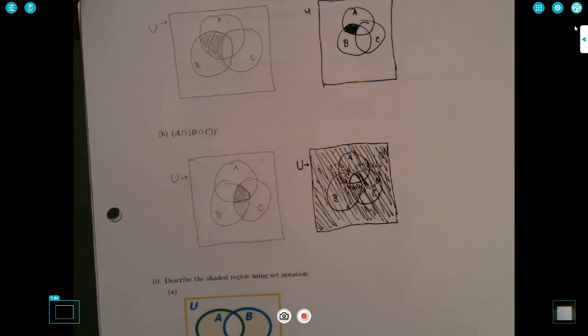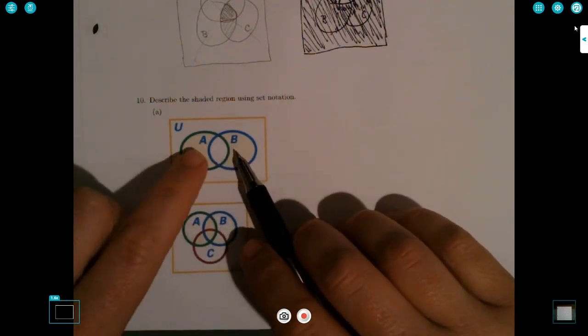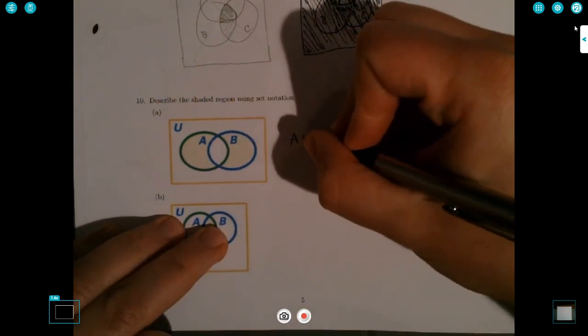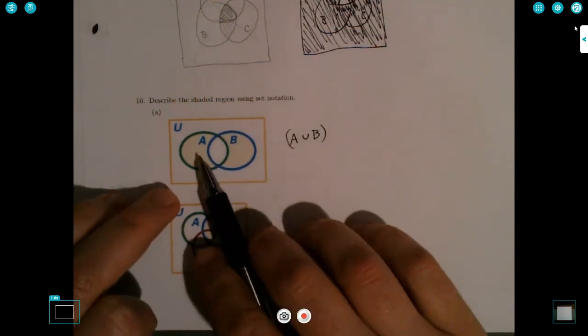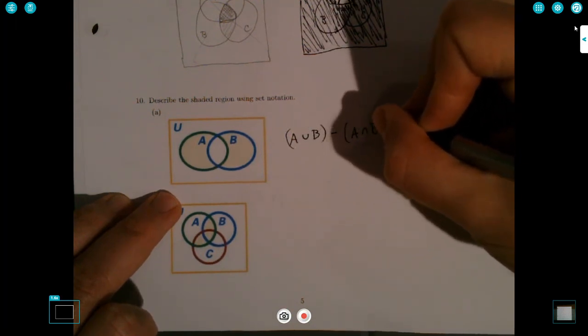And then we can go the other way. We can describe the shaded region using set notation. So, for example, here, goodness, what would this be? It looks like the stuff that's shaded in is A and B, except for the middle part. So I would call this A union B minus the intersection, right? So it would be A union B. A union B would give you the whole thing, but we're missing the intersection. So we say minus A intersect B.